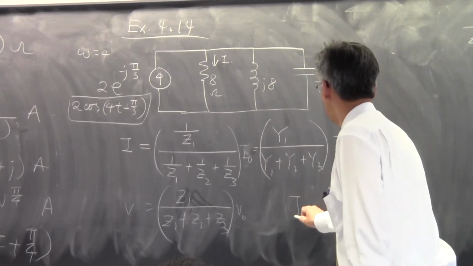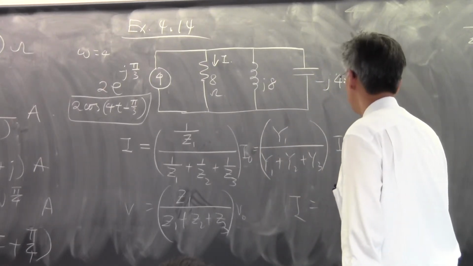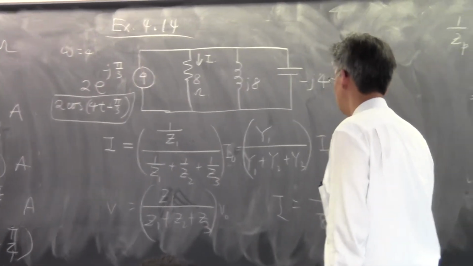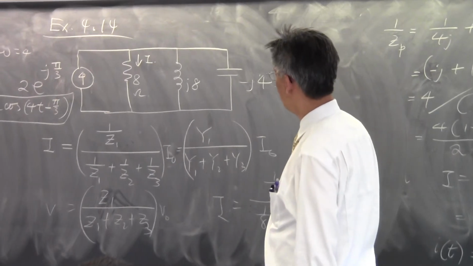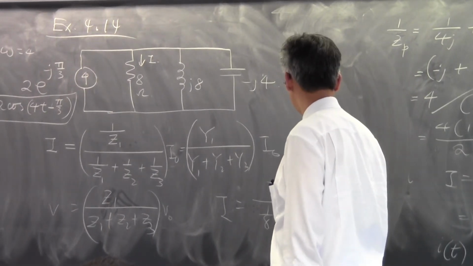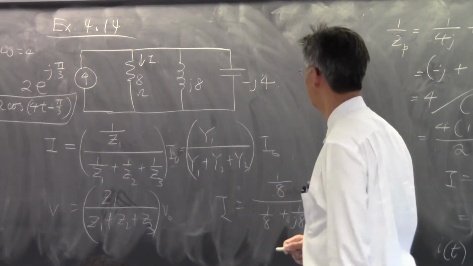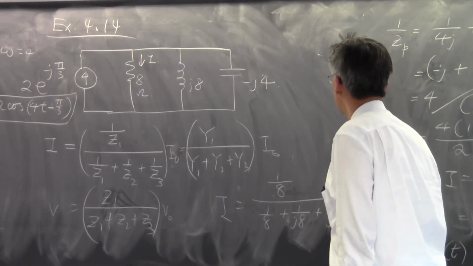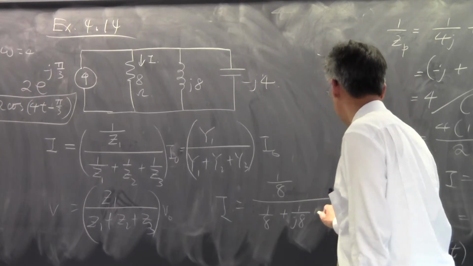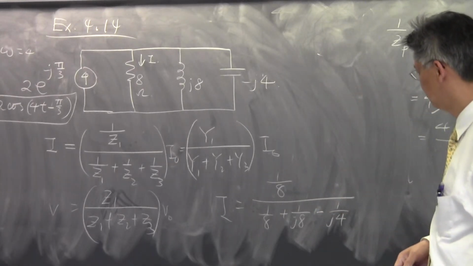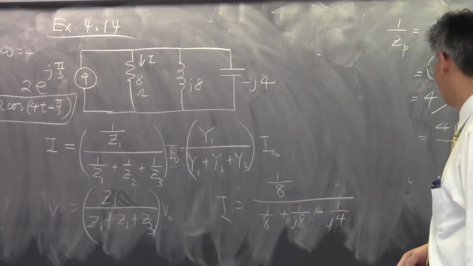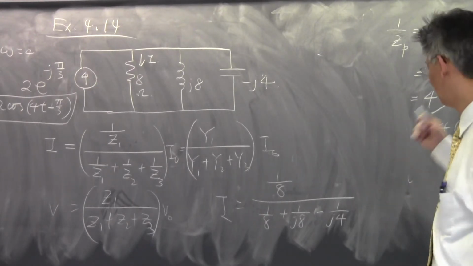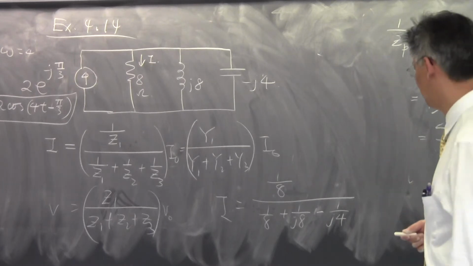So you can figure out I is equal to 1 over 8 divided by 1 over 8 plus 1 over Z2, which is j8, plus 1 over j4, minus j4. So I worked that out. It takes quite a bit of arithmetic. Do you want me to work it out? Why not? Oh, I have only 2 minutes left.